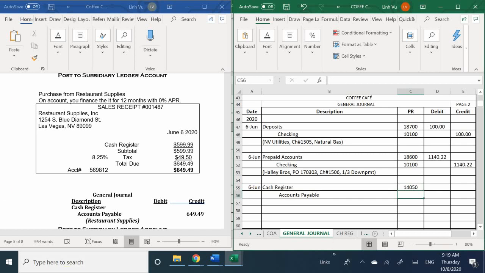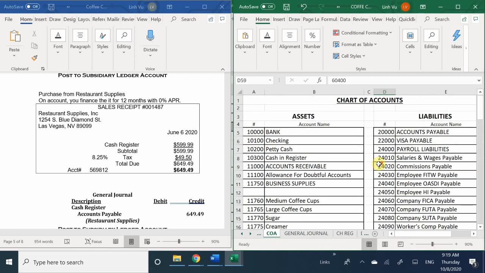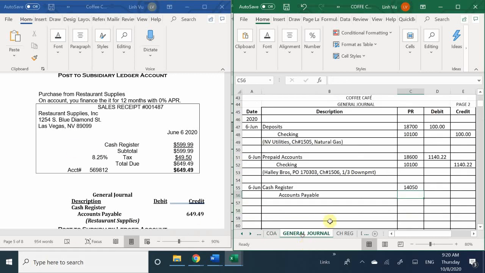And my accounts payable. What is my accounts payable account? 20,000. So my accounts payable is going to be for 20,000. All right. And how much do I owe for this cash register?